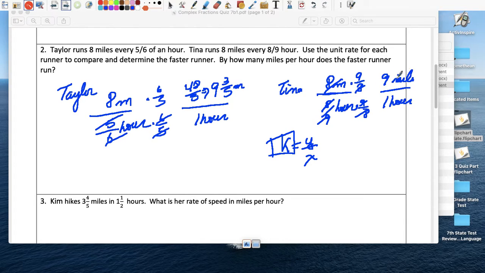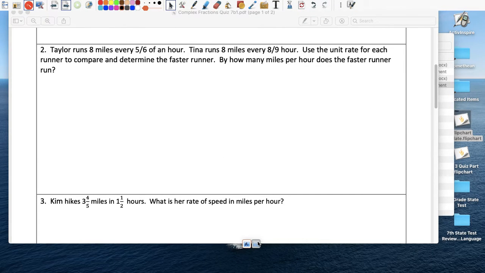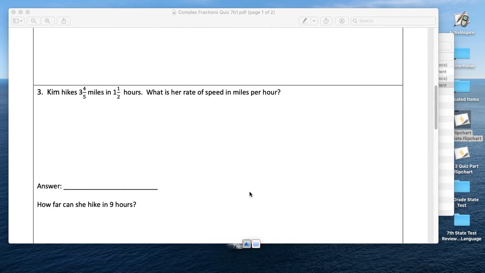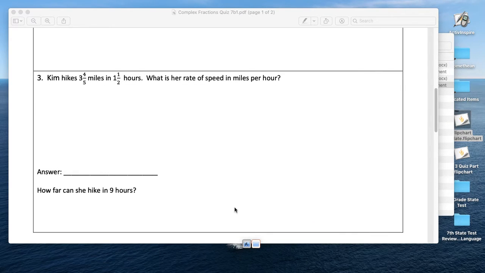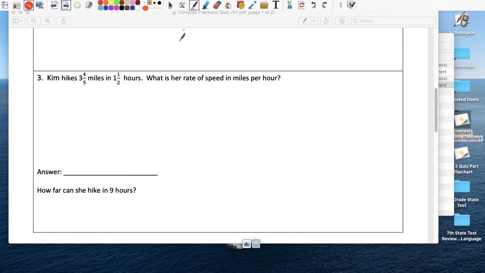So, by how many miles per hour does the faster runner run? Well, 3/5, right? 3/5 of a mile, so it would be how much faster. Many ways of doing this, but since we're in that unit rate, I will do it in that way. Next, 3 and 4/5, or if you want to write 3.8, that's fine too.